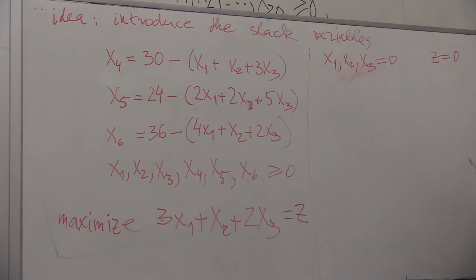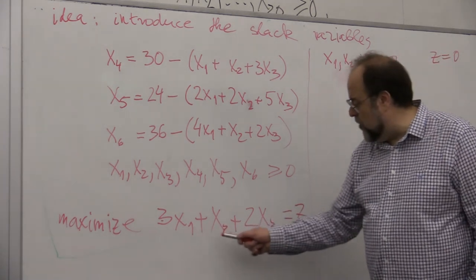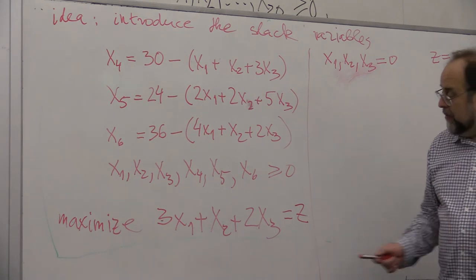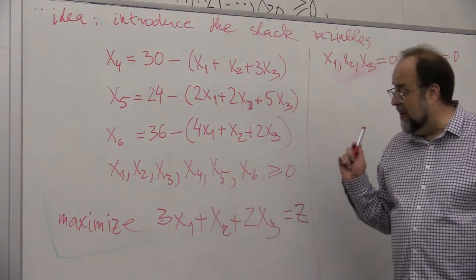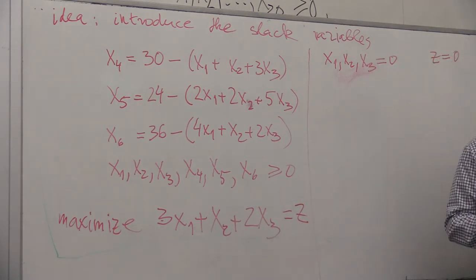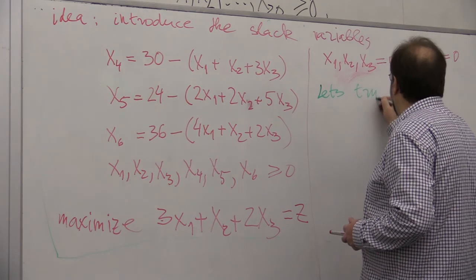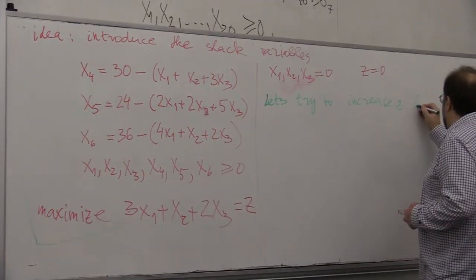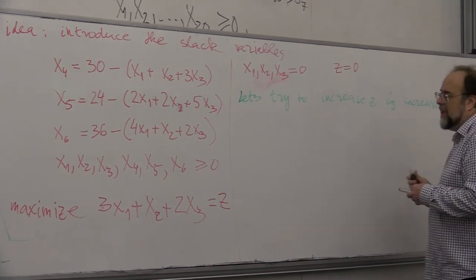So now we do something very logical. We say, okay, this is one point. How can I increase the value of the objective? Well, I can try to increase the value of any of these variables, right? Any variable that has a positive coefficient in front, if I increase it, will increase the value of the objective. So let's try to increase z by increasing x1.